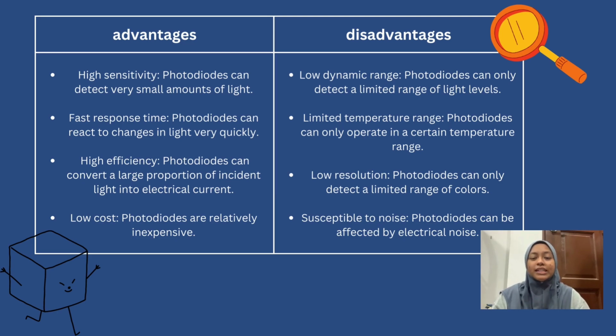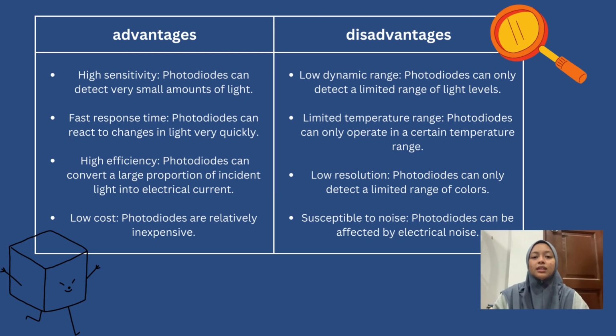After that, the advantage of photodiode is high efficiency. Photodiode can convert a large proportion of incident light into electrical current. Lastly is low cost. Photodiodes are relatively inexpensive.